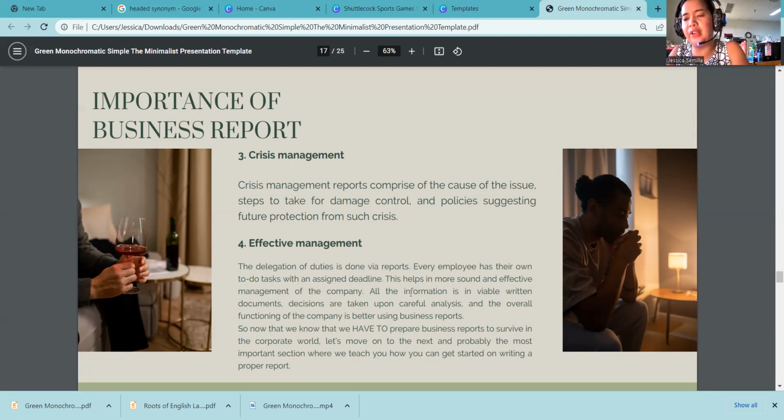Next one is effective management. Through a business report, there is an update on how the company is going. The delegation of duties is done via reports. Every employee has their own to-do task with an assigned deadline. This helps in more sound and effective management of the company. All the information is in viable written documents, and therefore decisions are taken upon careful analysis.